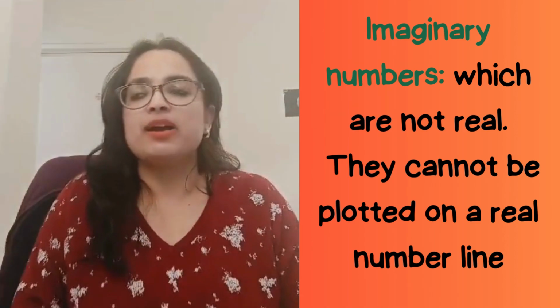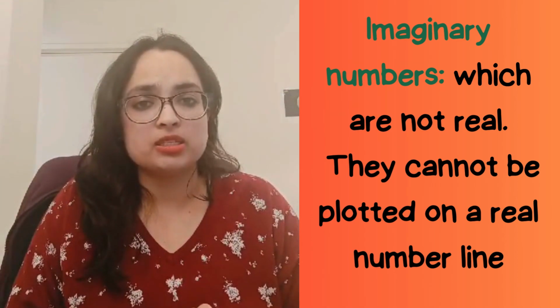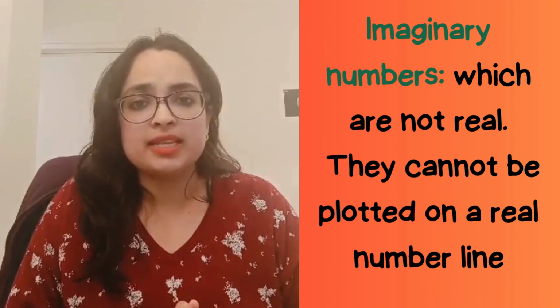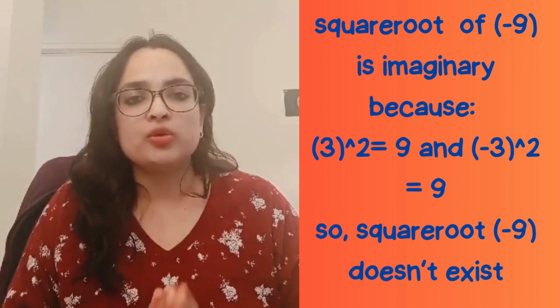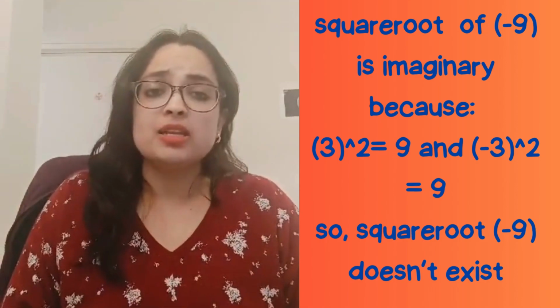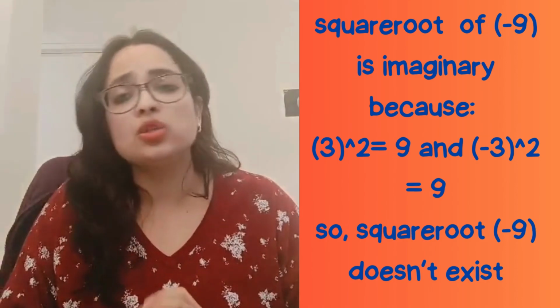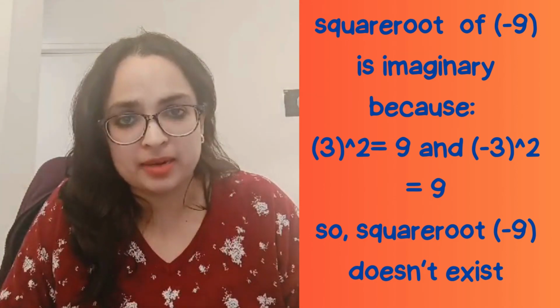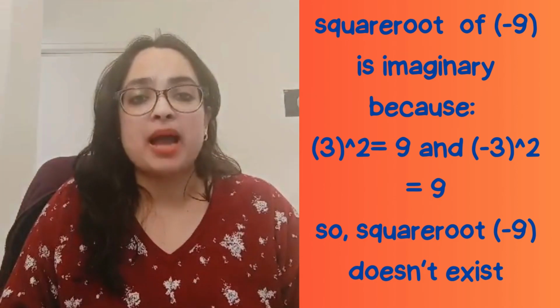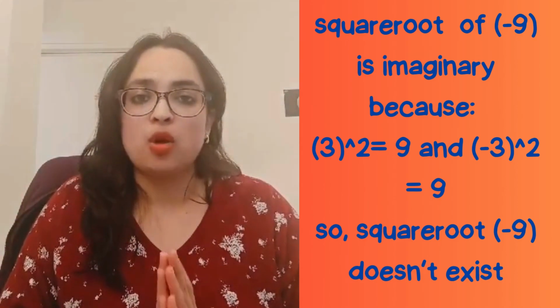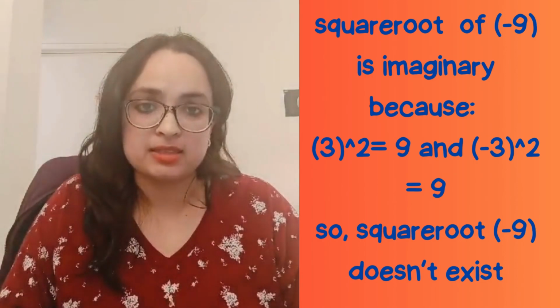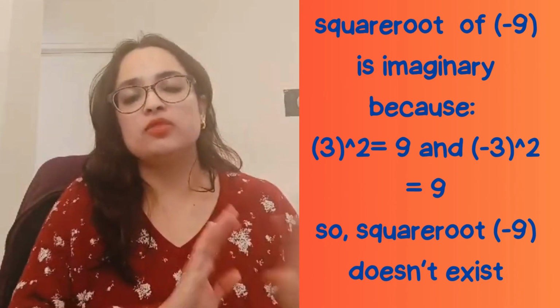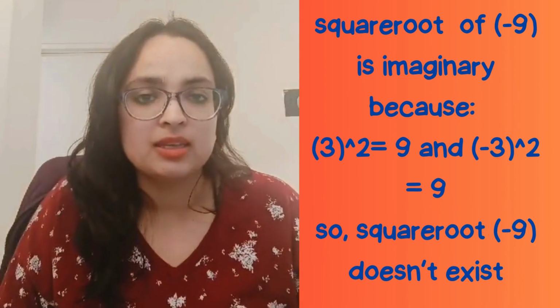For example, if I say something like under root of -9, do you think there is any such number as under root of -9? No. Why? Because square of 3 is going to give you 9, and square of -3 is also going to give you 9. So there is no such thing as under root of -9. Therefore, it is an imaginary number. Imaginary numbers are complex numbers which cannot be plotted on the real x and y axis. They are plotted on a separate axis, which is an imaginary axis.